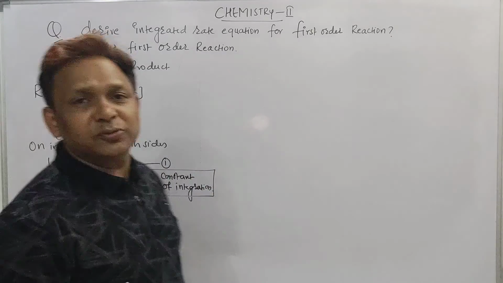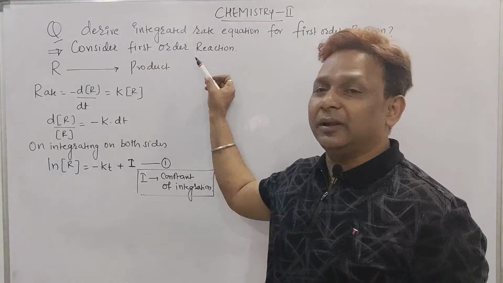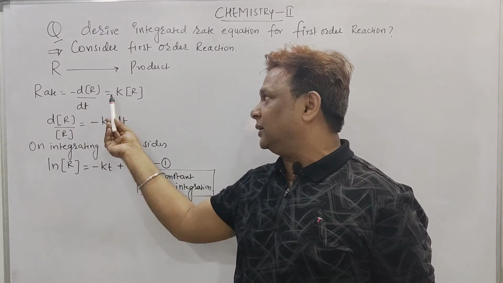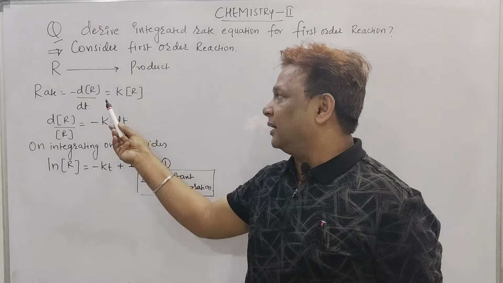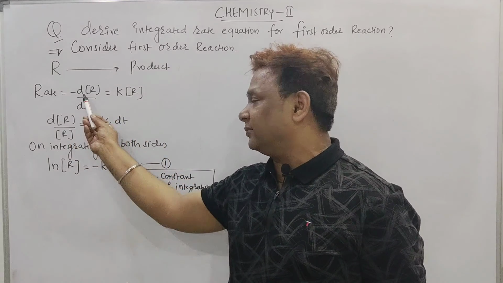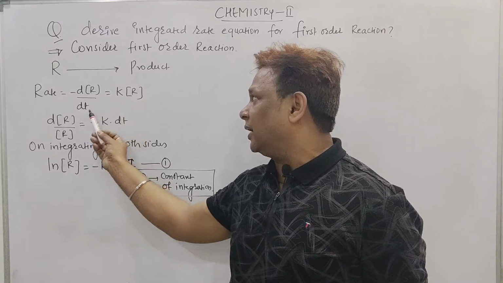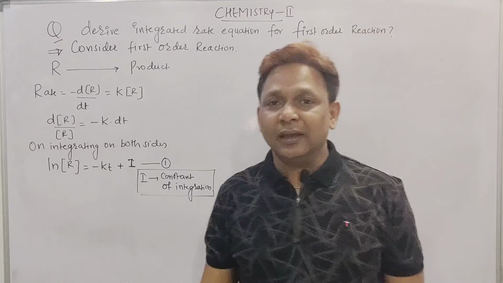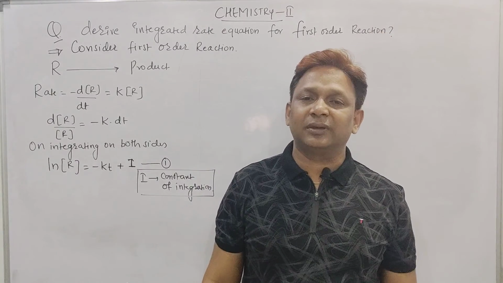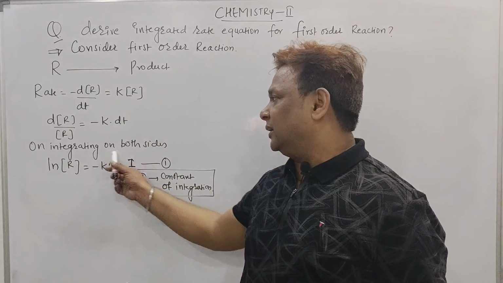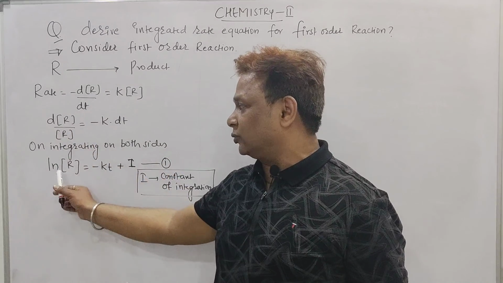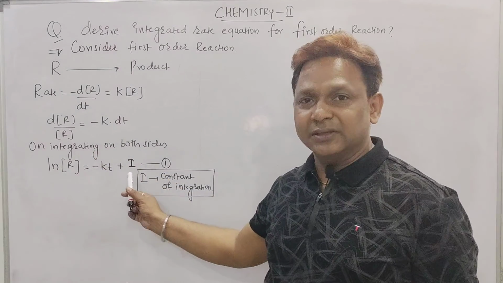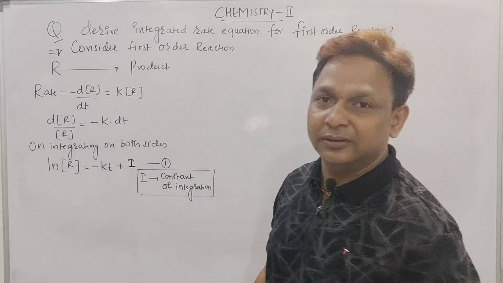So once again, first you have to consider the first order reaction, R gives rise to product. Then rate is equal to minus d[R] by dt equal to K into concentration of R. Rearrange it: R comes here, so d[R] by R equal to minus K into dt. Did you understand? On integrating both sides, we get natural log to the base e of concentration of R equal to minus K into t plus I, where I is the constant of integration. Till here it is over.